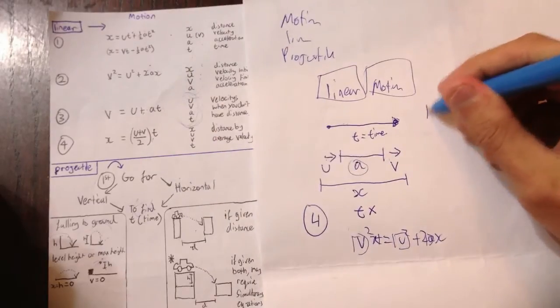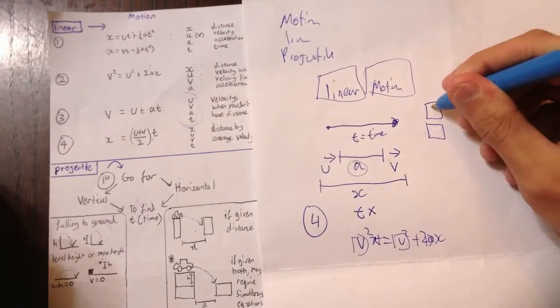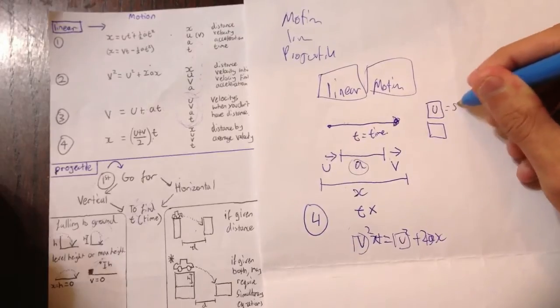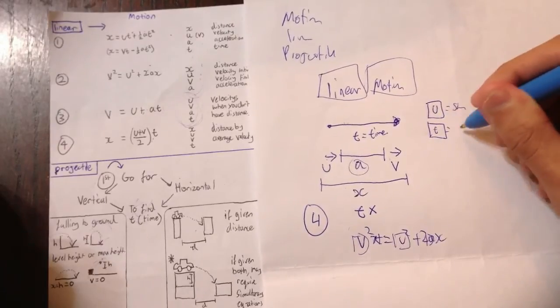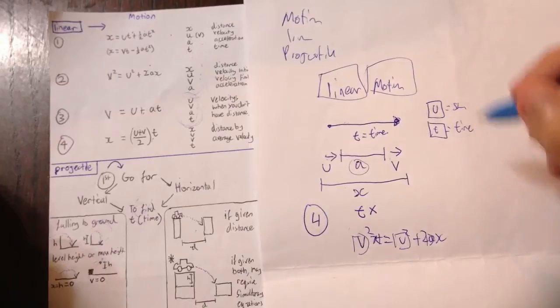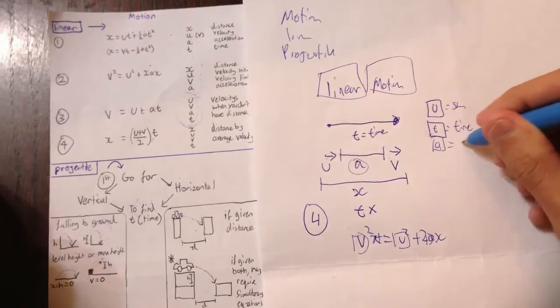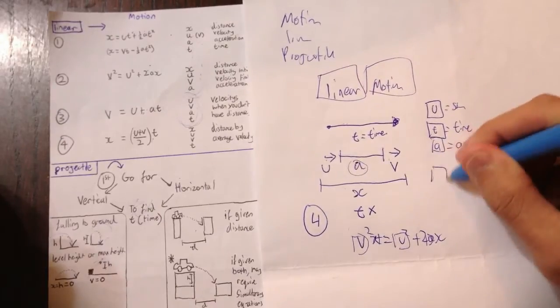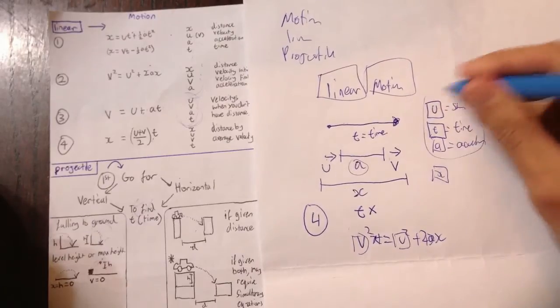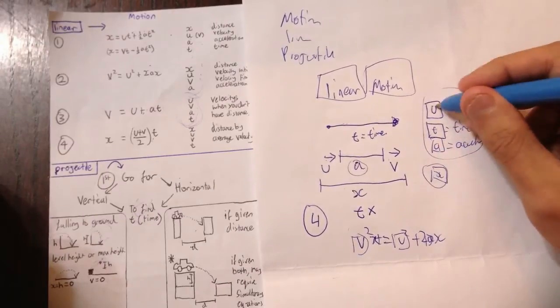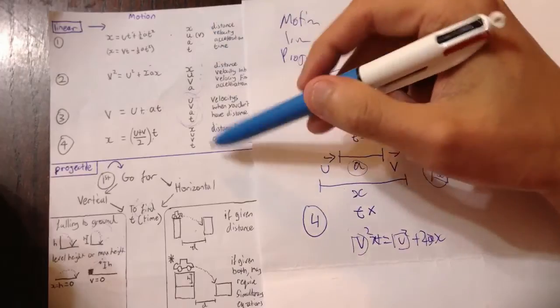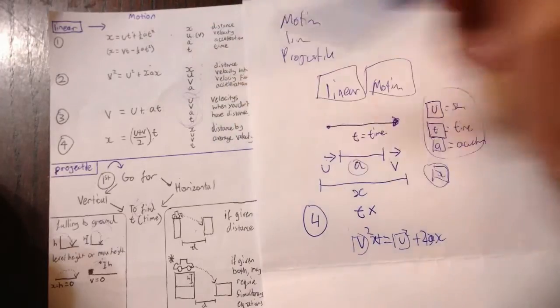We figure out what we have, say u, starting speed, and time, and say acceleration, and what we need, x. Okay, this is what we have, this is what we're looking for, and we just look for u, t, a, x, or x, u, a, t there, and that's the formula we would use.